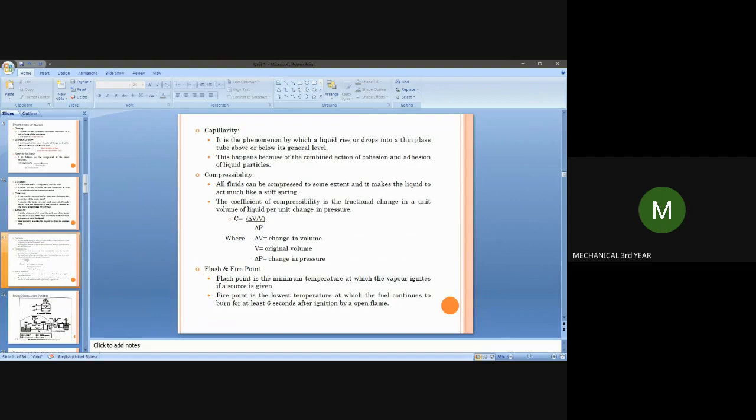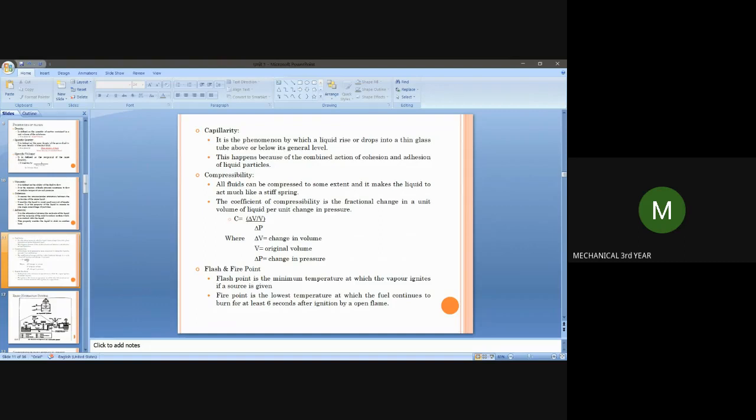So coming again to the topic, a stiff spring is something that has some amount of compressibility. All liquids have some compressibility. When you compress the liquid, it compresses, and when you take off the pressure applied on it, it tends to regain its position. That is called the springing action, which is available in that liquid, and so it is called a stiff spring. The coefficient of compressibility is the fractional change in the unit volume of the liquid per unit change in pressure. So there is a change in pressure and a change in volume.